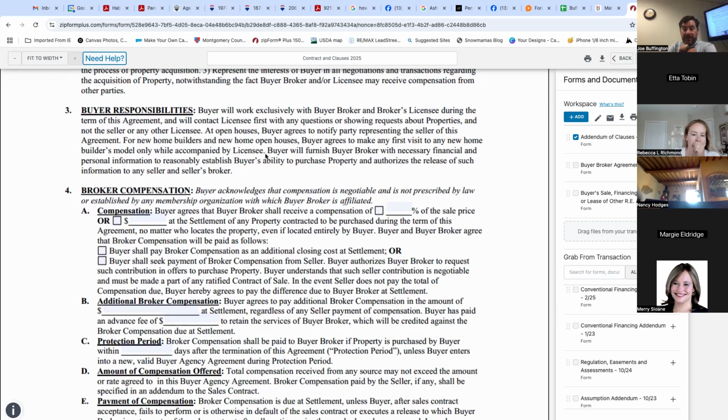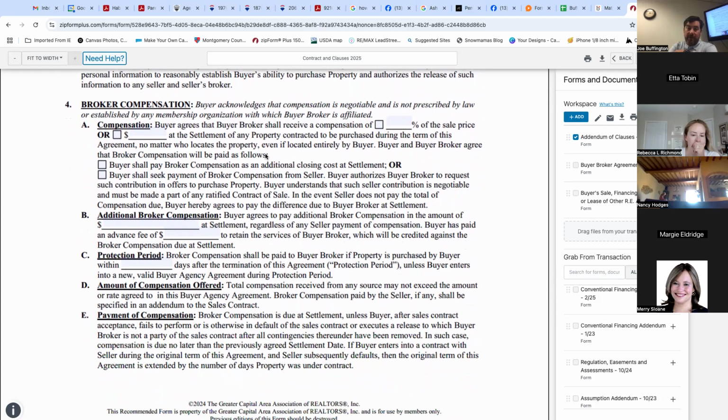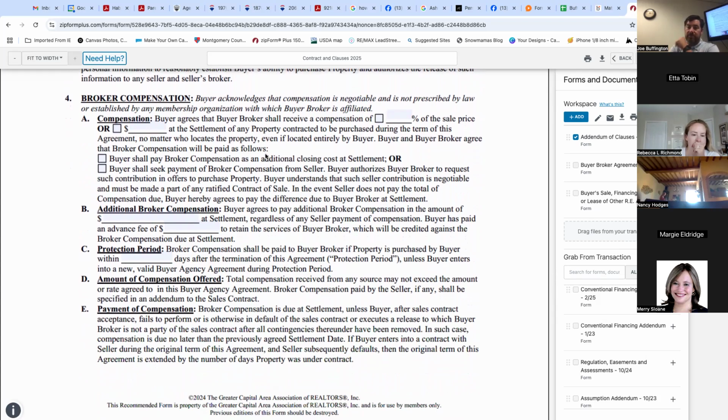Okay, for compensation, the buyer acknowledges that compensation is negotiable and not prescribed by law, right? This is lawsuit material, which is why they're putting that in there. So compensation: the buyer broker shall receive compensation of X percentage of the sales price or a flat fee at settlement of any property contracted to be purchased during the term of this agreement, no matter who locates the property, even if it was done entirely by the buyer.